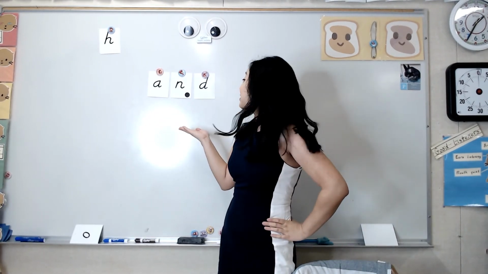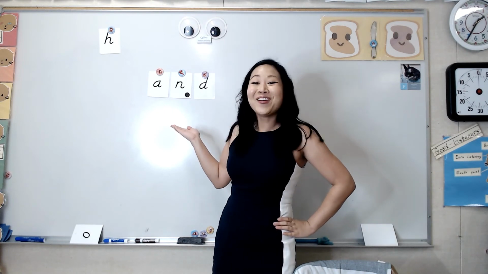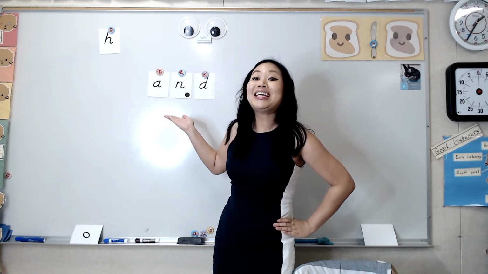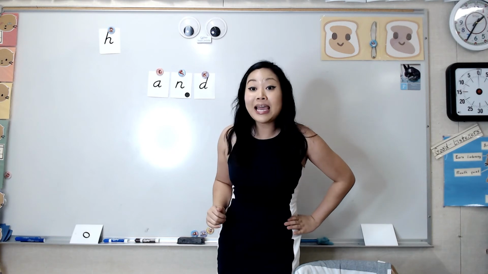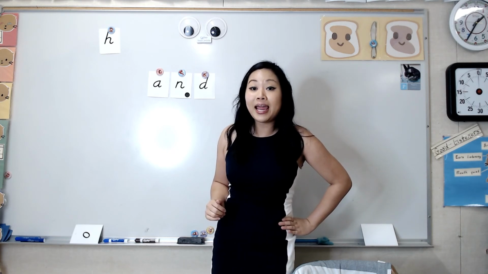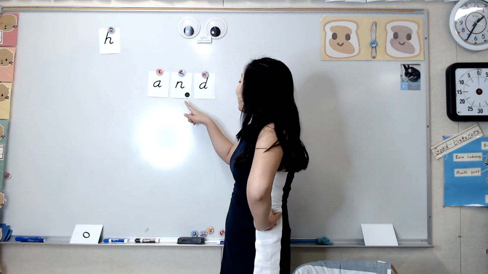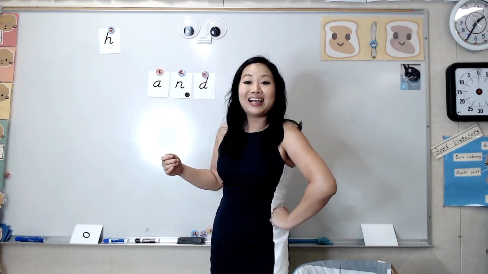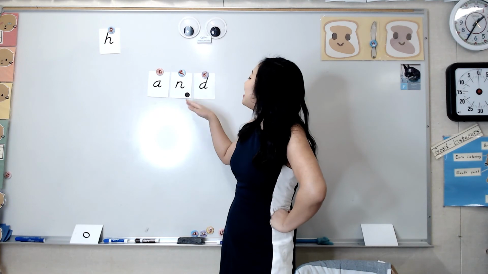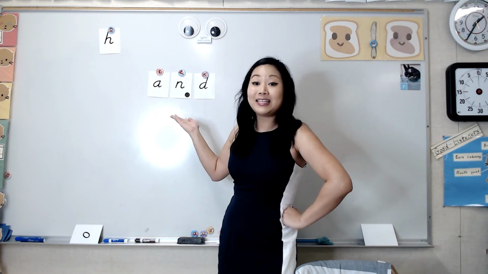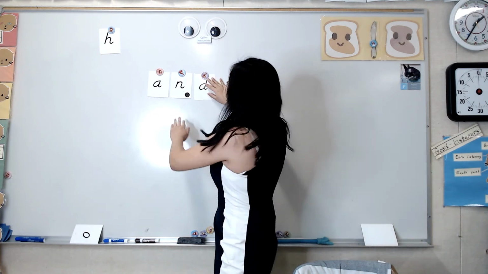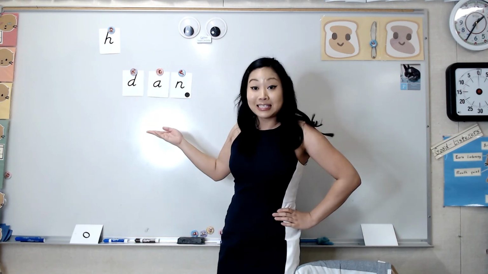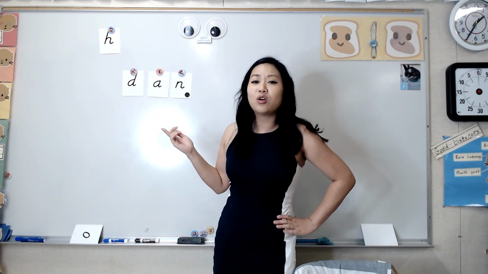What does this word say? You're right! This is our sight word, and. Do you see any of our special letters from today? I see an N and a D. Oh, and an A. A-N-D. That spells and. If I move this letter over here, does that still spell and?